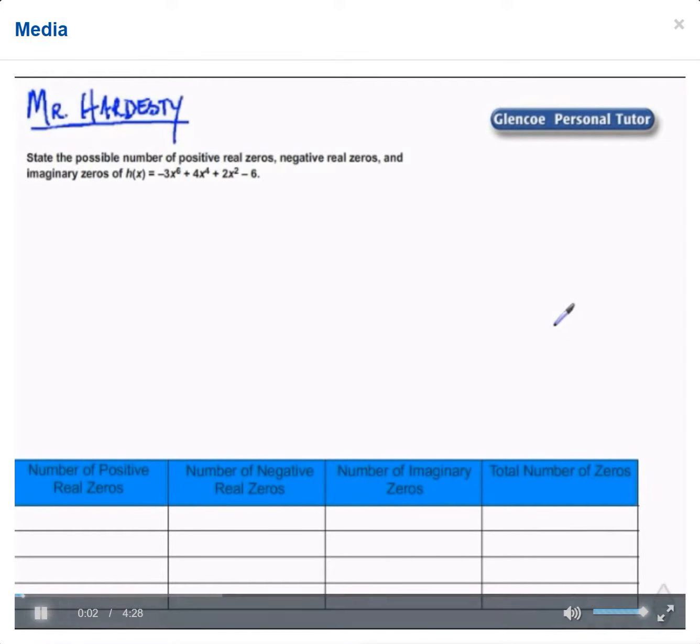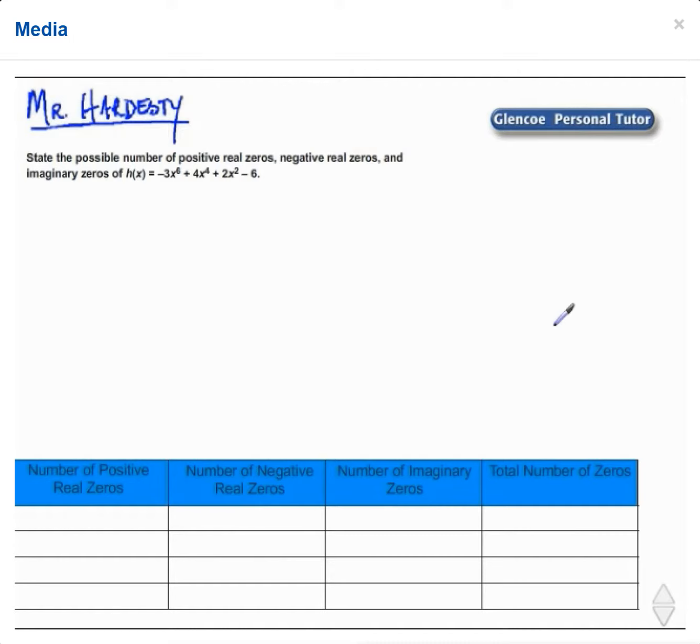This is Mr. Hardesty. In our next problem, we'll find the numbers of positive and negative zeros. State the possible number of positive real zeros, negative real zeros, and imaginary zeros of h of x equals negative 3x to the sixth plus 4x to the fourth plus 2x squared minus 6.